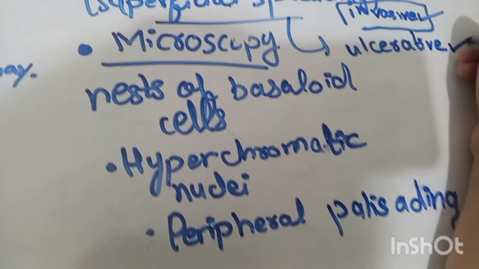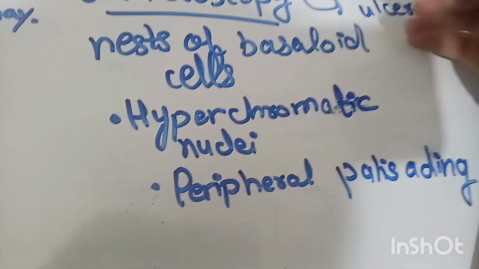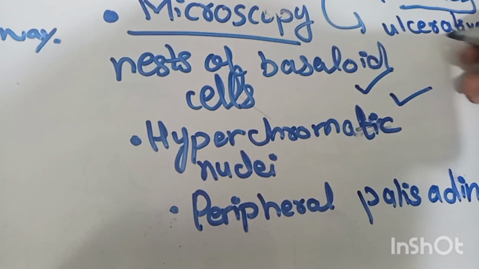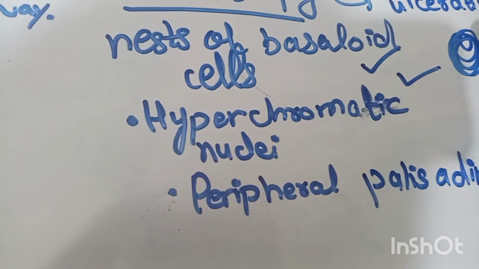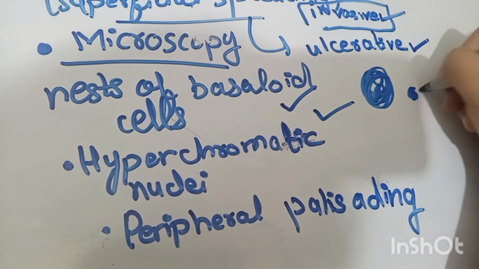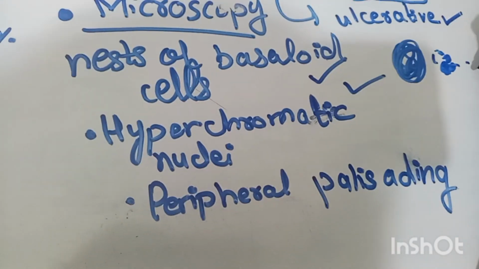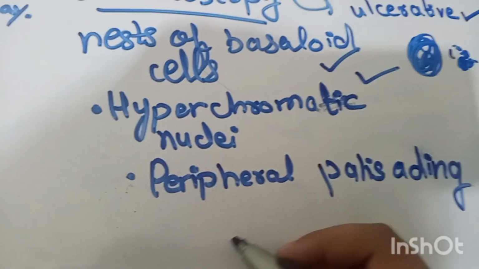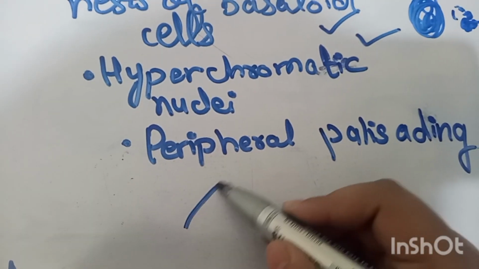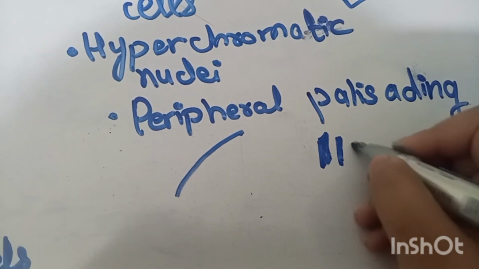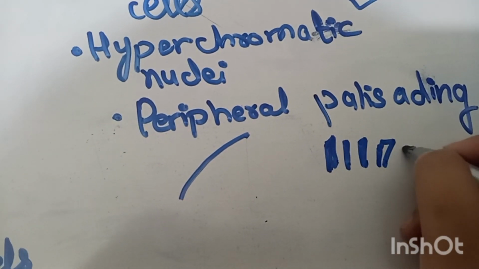In microscopy, we see nests of basaloid cells with hyperchromatic nuclei. Basaloid cells are like this, nests of basaloid cells. And we see peripheral palisading. Palisading is basically a wall like this. These are palisades, so we see peripheral palisading.